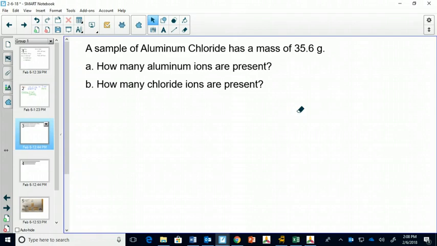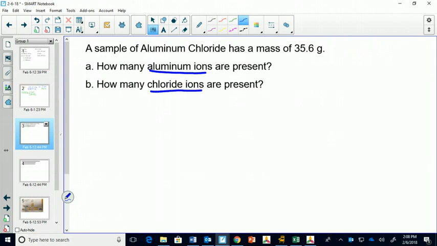So here's what they say. We have a sample of aluminum chloride that has a mass of 35.6 grams. And we want to know how many aluminum ions and how many chloride ions there are in this amount of aluminum chloride. We cool? So let's first write the formula for aluminum chloride.